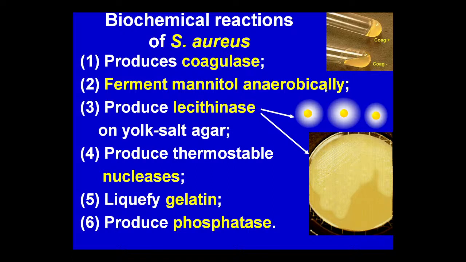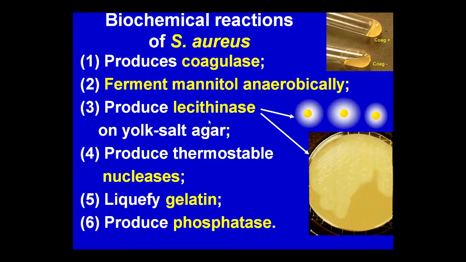Then Staphylococcus aureus may ferment sugars, including mannitol, not only aerobically, but also anaerobically. And that is, by the way, an important feature, because only highly pathogenic staphylococcus can ferment mannitol not only in aerobic, but also in anaerobic conditions. So it is specially performed to confirm the pathogenicity of the microbe.